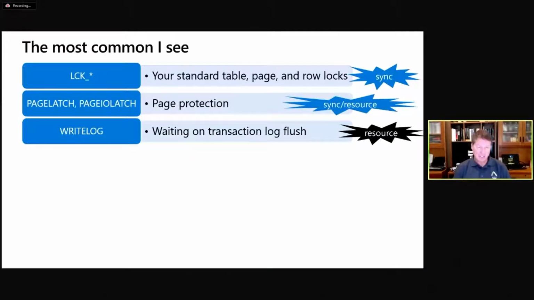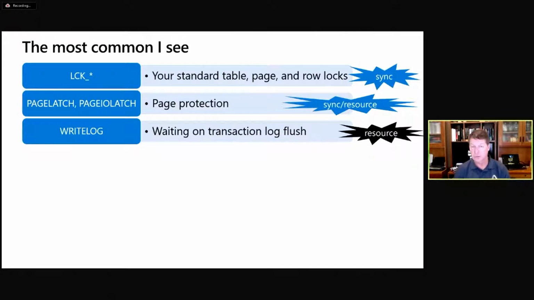So latching shows up in the form of page latch and page IO latch, and that's for page protection, a physical concept. And I call that both a sync and a resource wait. And I'm going to defer explaining what I mean by that until I talk in the section about latches. Write log wait, there's no question, if you see high write log delays, it's waiting on transaction log flushing.